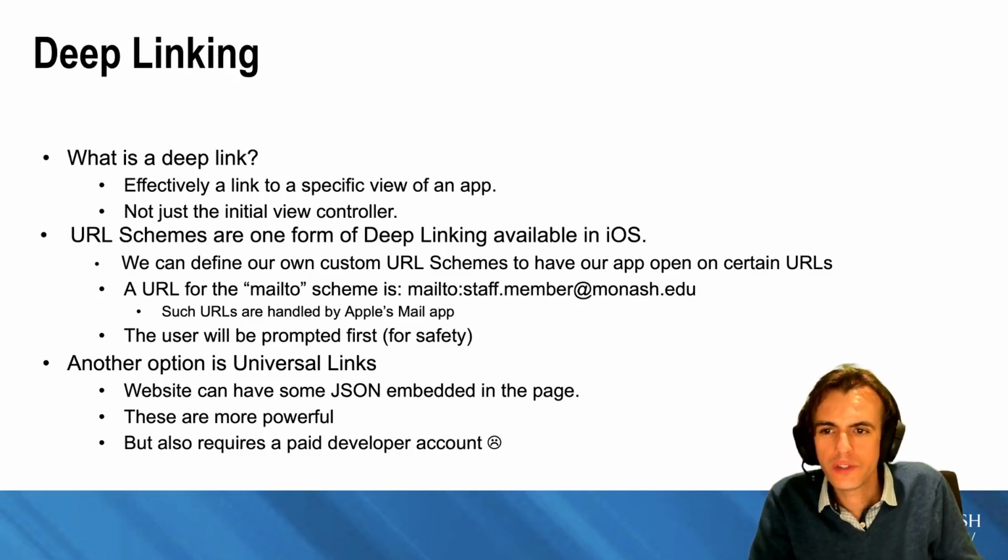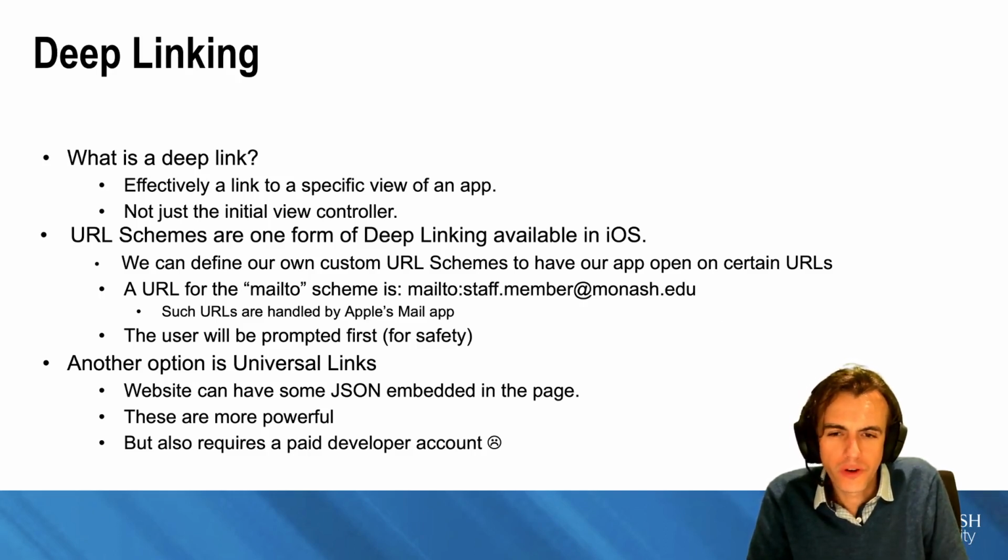So how do we use this? We define our own custom URL schemes, and we can have our app open when URLs of that type are clicked on by the user, say in a web page or triggered through an iOS app. It's worth noting the user will be prompted first for safety, just because if you're passing information and then opening an app and running code based on that information, the app could do things you might not want, so you want to make sure that the user intends to open that app.